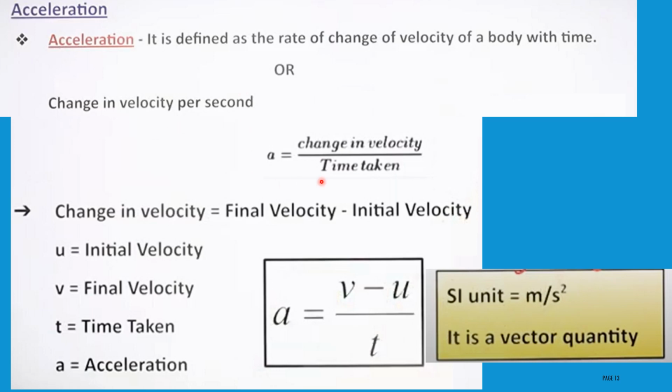Acceleration is given by the formula change in velocity divided by time taken. So a is equal to final velocity minus initial velocity divided by time, a = (v - u)/t. This is the formula to calculate acceleration. Here u means initial velocity, v means final velocity, t means time taken, and a means acceleration. The SI unit of acceleration is meter per second square. Acceleration is a vector quantity.